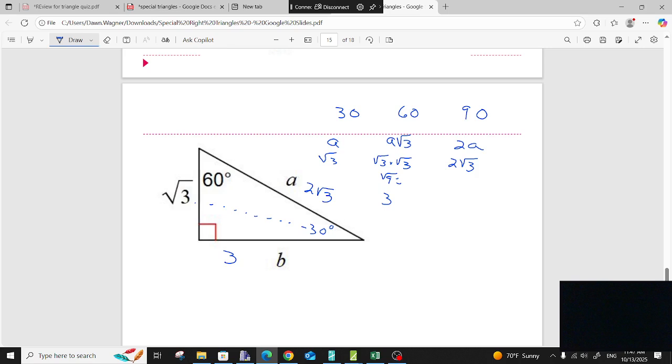So if you have a calculator, if you take square root of 3 and multiply it by square root of 3, it'll just give you 3. If you take 2 times square root of 3, it'll just give you 2 square root of 3.